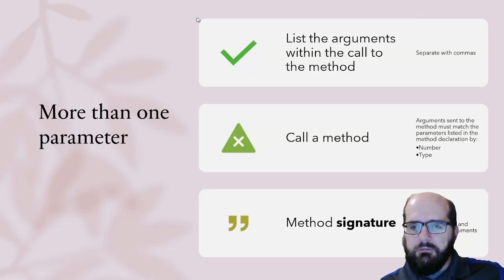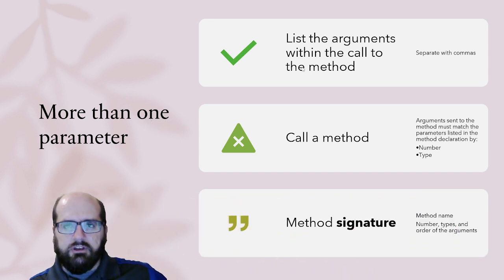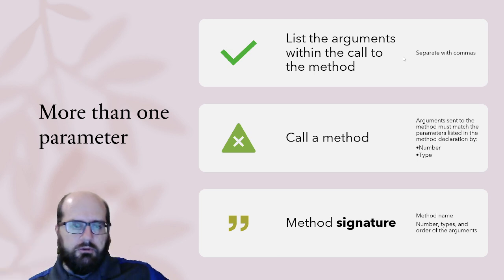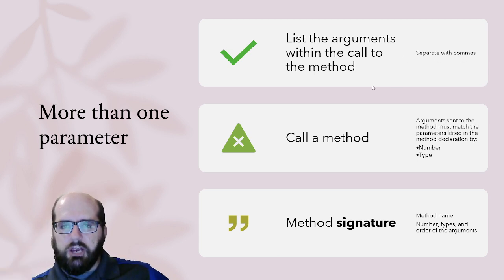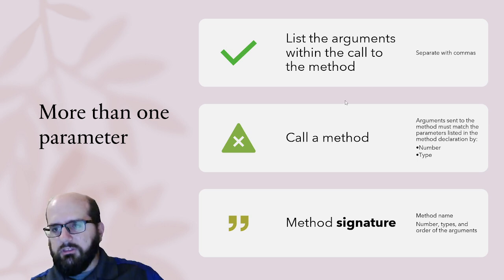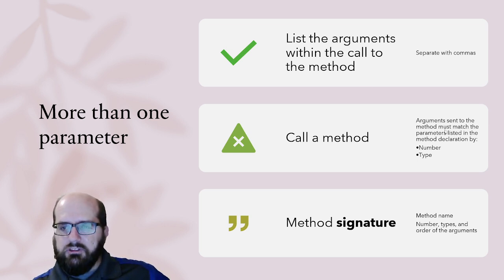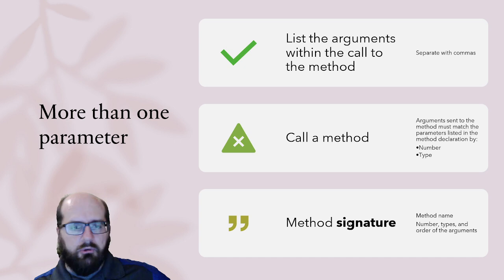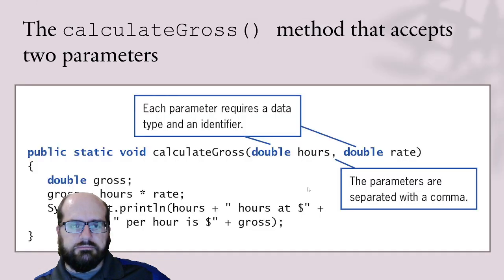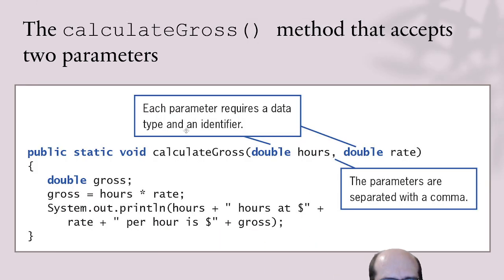You can also call methods that have more than one parameter. When you have more than one parameter, you list the arguments within the call to the method. Then you call the method. The arguments that you pass to the method must match the parameters listed in the method declaration by number and by type. The method signature must include the method name, the number, types, and order of the arguments. And this is how that looks.